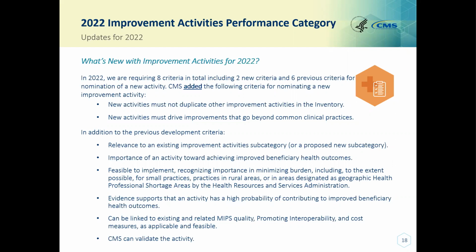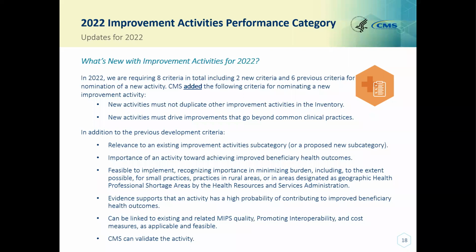The first 2 are new criteria that we did not have in our prior criteria. Those 2 are that new activities must not duplicate other improvement activities in the inventory, and second, new activities must drive improvements that go beyond common clinical practices. When we say common clinical practices, we're referring to things that you would expect to be typically done in a practice. For example, something basic like taking the patient's vital signs, we would not consider an improvement activity. And then the 6 below that also would need to be met to submit a new activity.